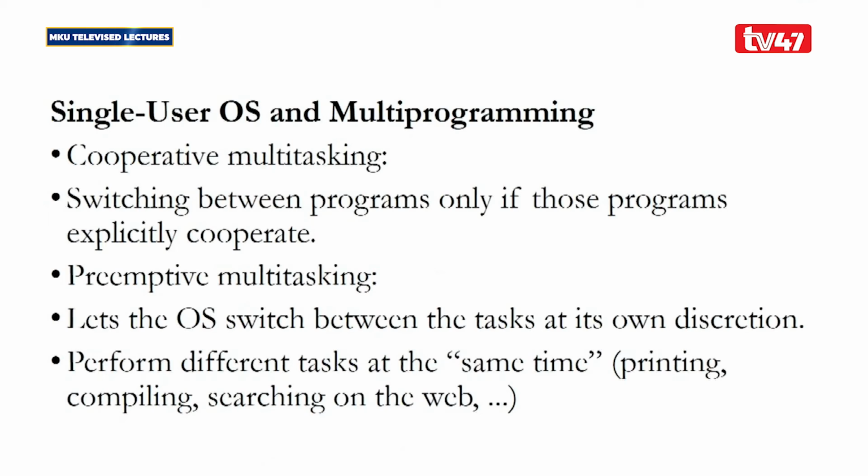Then we have preemptive multitasking, whereby you can interrupt each of the programs that are running to give a time slice to the different programs that you want to run. It lets the OS switch between tasks at its own discretion. That is what we mean by preemptive multitasking, whereby that involuntary preempting between the different programs can happen, and then it performs different tasks at the same time. That is, you can print, you can compile, you can search a file on the web at the same time.